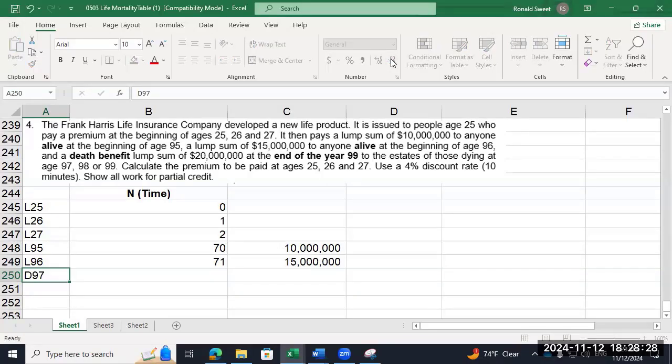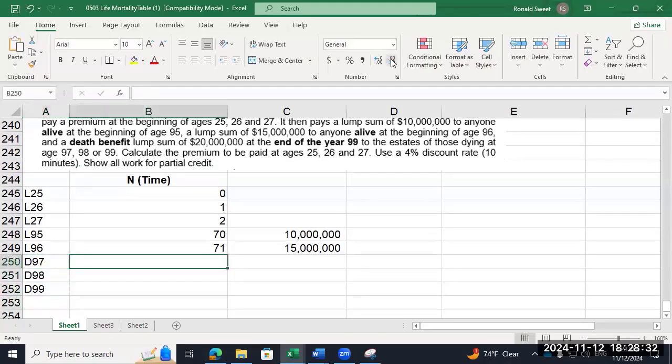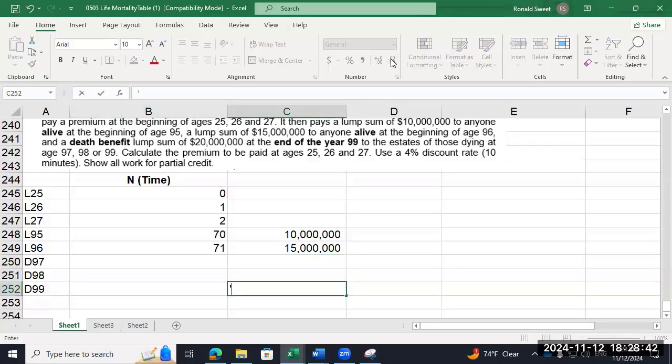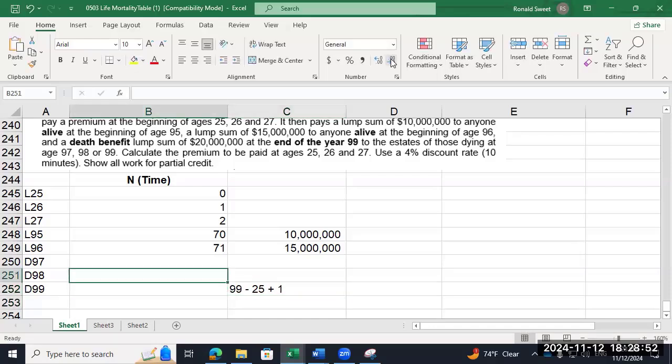So you have D97, D98, D99, but the N's going to be the same. What is the N going to be here? Well, you're going to take 99 minus 25 and then do what? Plus 1. So that's going to give you what? Essentially 100 minus 25. 75, 75, 75. All right.